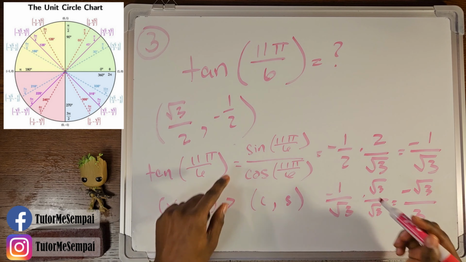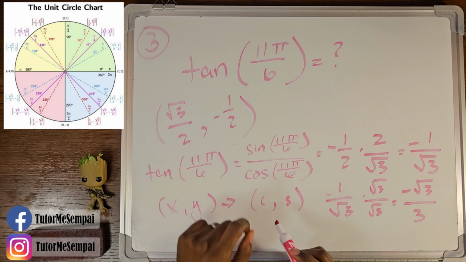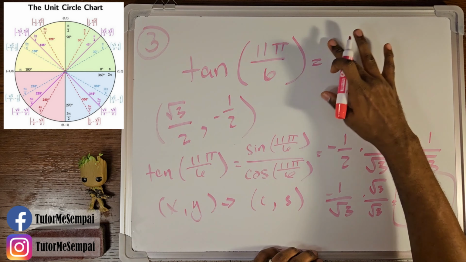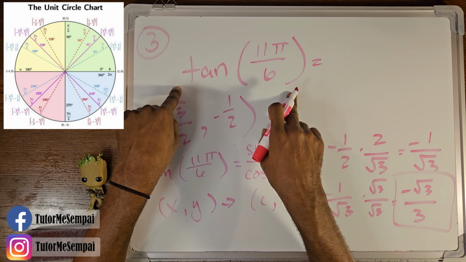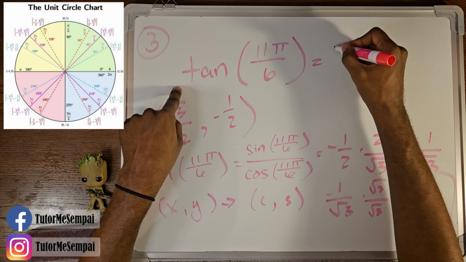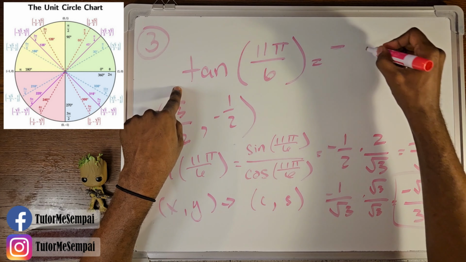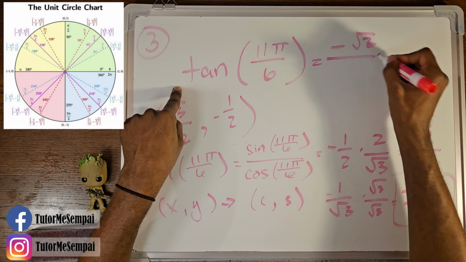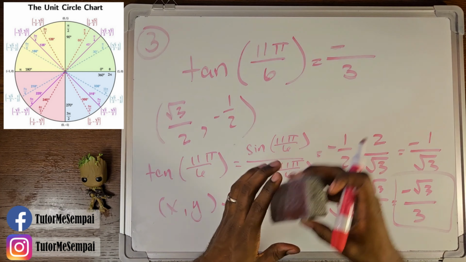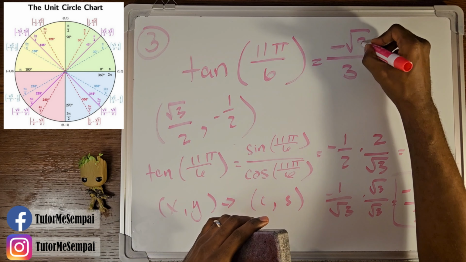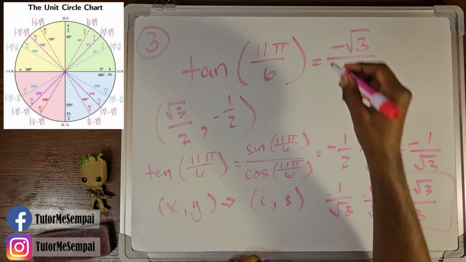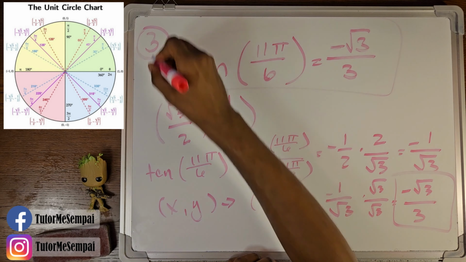So now that we've effectively divided sine by cosine, we know our final answer to be this. So tangent, going back to up here, tangent of 11 pi over 6 is simply going to be negative square root of 3 over 3. This is going to be our answer.